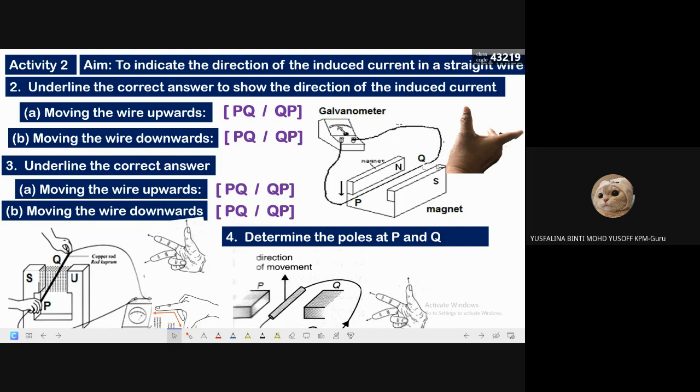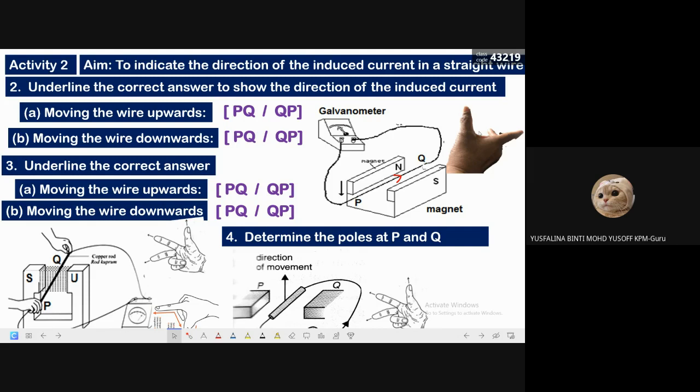Okay, so upwards means the force should be going upward. Your thumb should be going upward like this. And then you already know the poles for the magnet, north and south. So north and south here. And the direction of current means it goes this way, right? So if we go this way, you have to see the third finger here, so it goes this way.